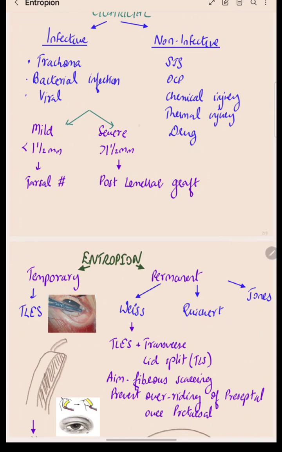Now it can be mild or severe. If it is mild cicatricial entropion, that is less than 1.5 mm, we do a tarsal fracture. If it is severe, more than 1.5 mm, we do a posterior lamellar graft.